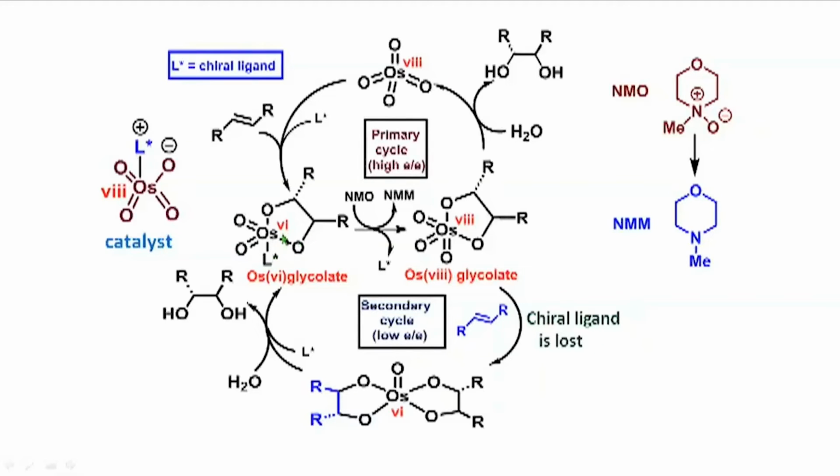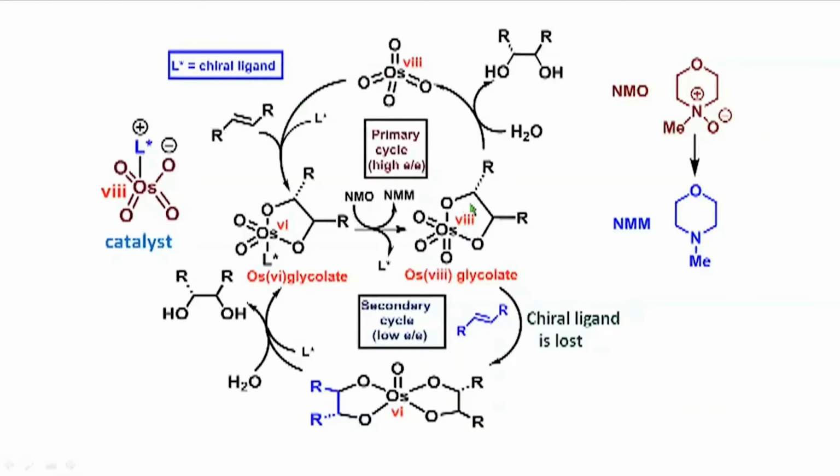Now this osmium(VI) glycolate gets oxidized with NMO, which is N-methyl morpholine oxide, and releases NMM, that is N-methyl morpholine. This osmium(VIII) glycolate upon hydrolysis releases the chiral diol and the osmium tetroxide. This entire cycle then of course continues, and this would be of high enantiomer selectivity because the chiral ligand is attached to the osmium tetroxide before it dihydroxylates the olefin.